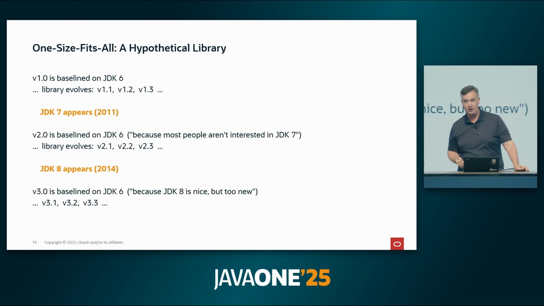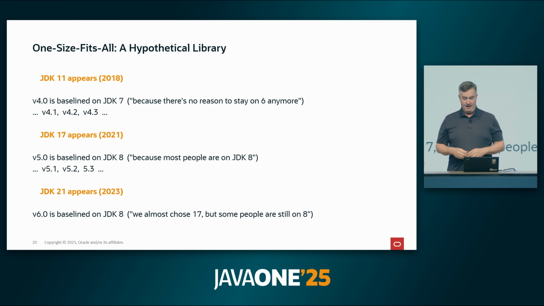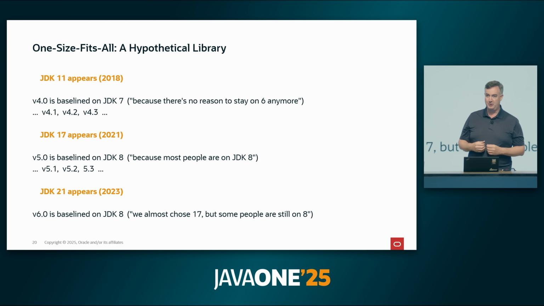And the library evolves. Time moves forward. JDK 8 appears in 2014, over 10 years ago now. The question arrives again. Should we baseline the new version of the library on 8? Well, it's nice, but it's too new. People aren't using it. Let's just leave it on 6 for now. And this keeps going. New JDKs appear, the library moves forward, it has new features, new versions of the library maybe remove some old fixtures, they fix bugs.